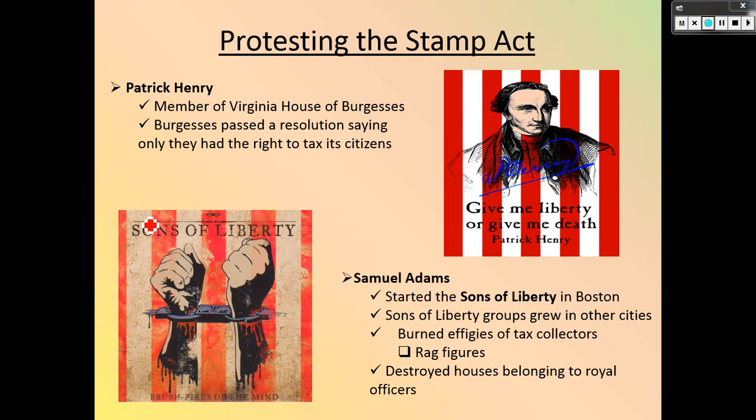The first founding father that really stands up, one of the first, is a guy named Patrick Henry. And he's going to have a quote that we're going to look at later on that says, this very famous quote, it's on the wall in the classroom, "Give me liberty or give me death."